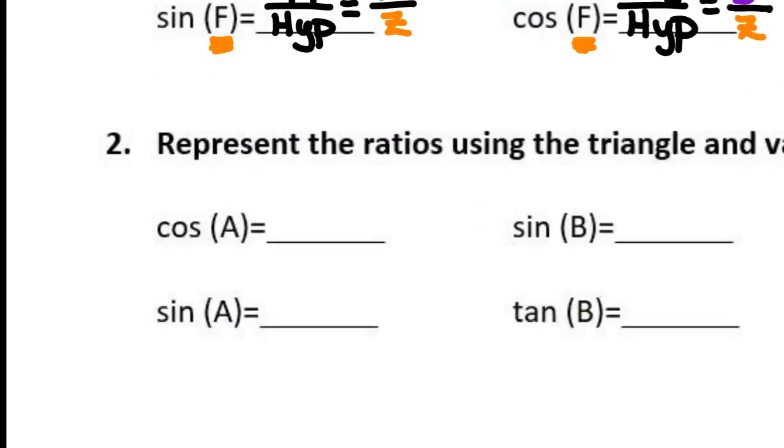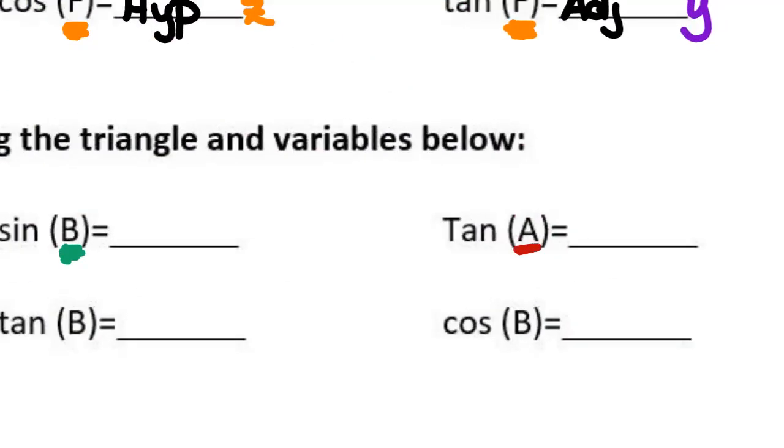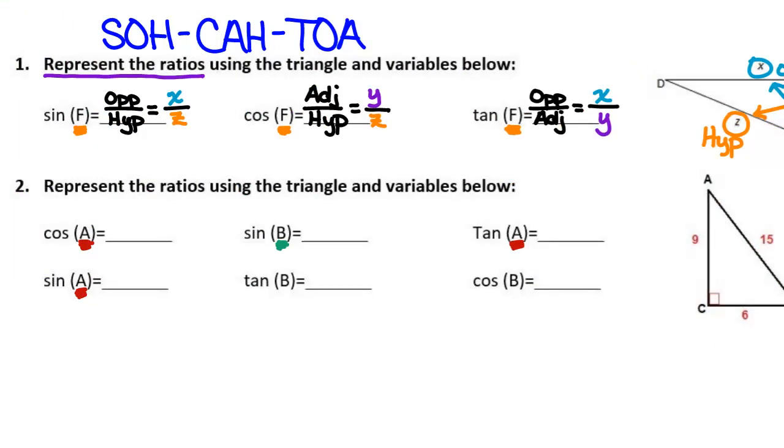So we practiced this on number 1 on Friday, marking these relationships on the triangle they gave us off to the right. I want to do the same thing again on number 2, except we're going to do it with side lengths that are numbers instead of variables. So first one we're looking at is A. We're going to do both A and B in number 2, but I want to do just one at a time. So let's look just at angle A first. So we're going to do the cosine of A, the sine of A, and the tangent of A.